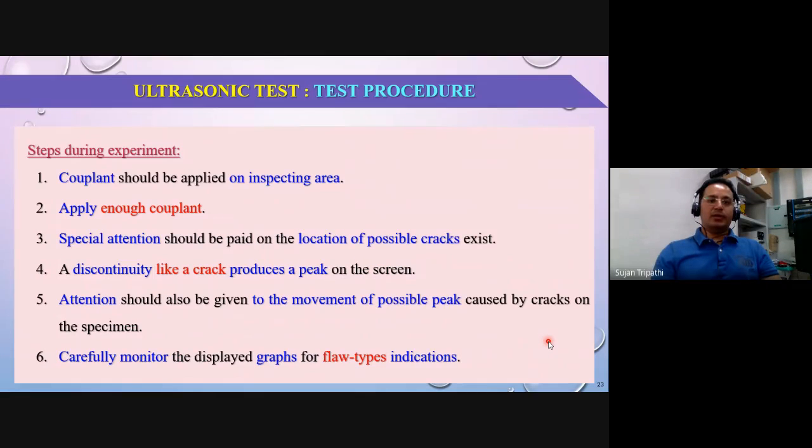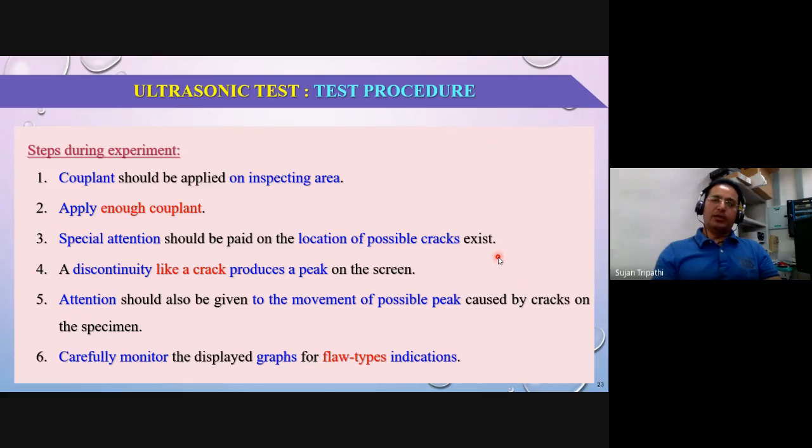Next, in the detailed steps, I'm going to tell some points. At the beginning, we apply the couplant on the surface of the inspecting area, okay? And special attention should be paid to the location of the possible cracks. Yeah, these lines are somewhat doubtful, right? How do we know about the cracks inside the weld? We can just predict by observing the outer surface.